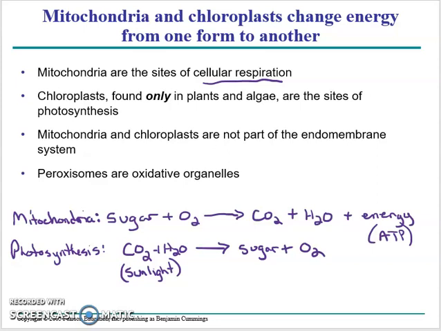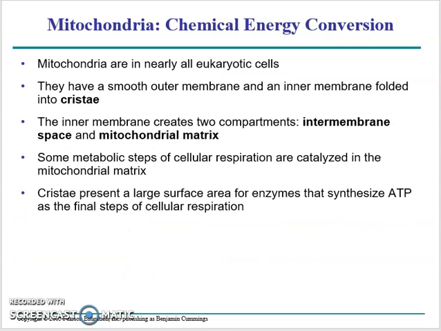So mitochondria and chloroplasts, as I said before, are not part of the endomembrane system. So we're going to talk about these as we go. Mitochondria are in nearly all eukaryotic cells. Actually, I don't know of any cells that aren't bearing mitochondria right now, but I'm sure there must be some if they're saying nearly all. They have smooth outer membranes and an inner membrane which is folded into what we call cristae. Not a person, but it's pronounced cristae. The inner membrane creates two compartments, called the intermembrane space and the mitochondrial matrix. We'll talk about those and I'll show you in a diagram in a second.